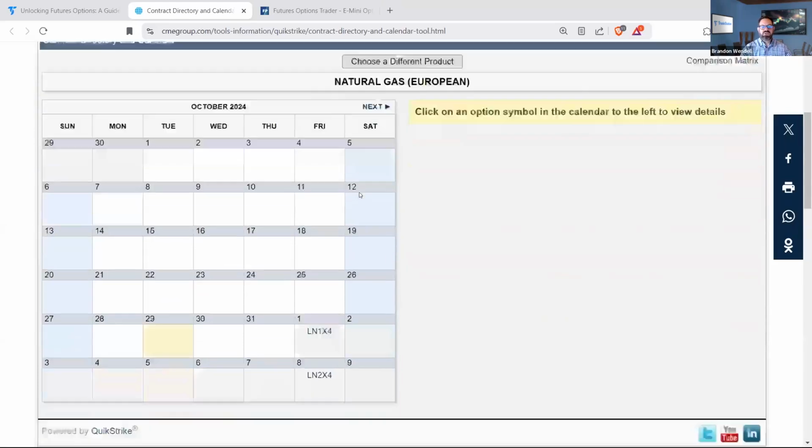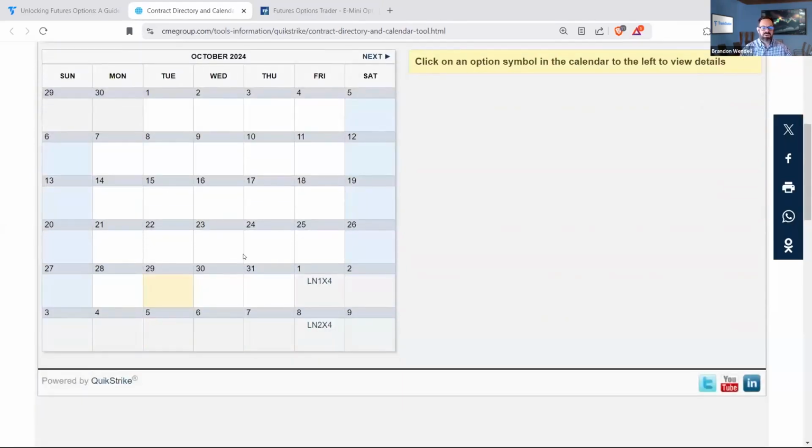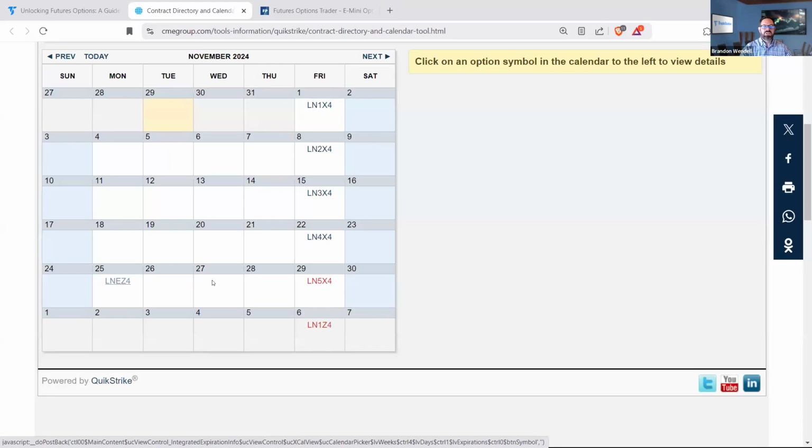And right now it's showing me a monthly calendar. And guess what? These are the weekly options right there. This is October, current date, the 29th. I can go to next month, November, and notice we have options expiring every single week. However, there are certain other options available as well. And when you click on them, they will tell you more about what that option happens to be.